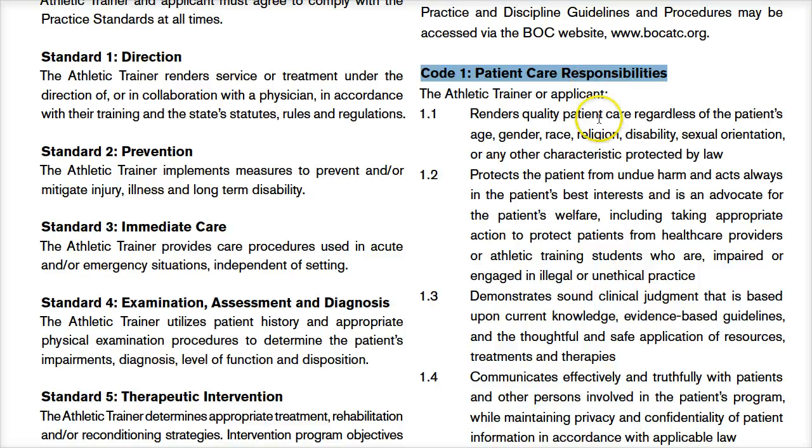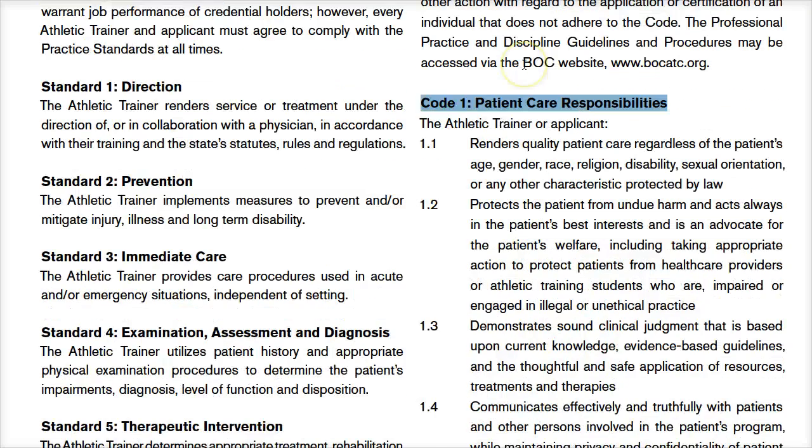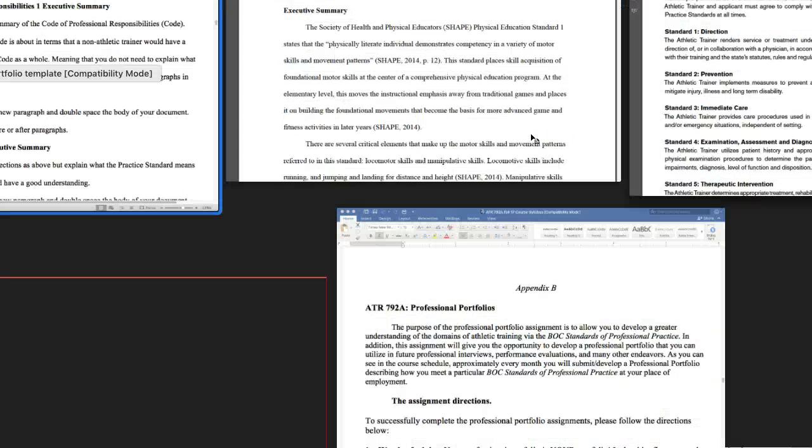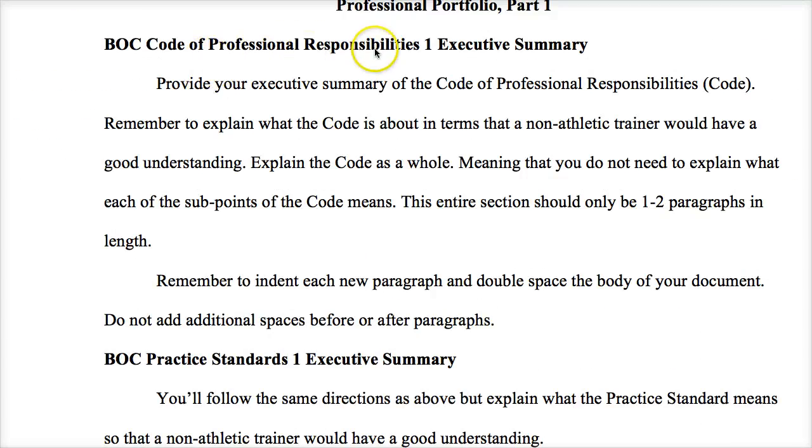So explain it in such a way that a non-athletic trainer can understand it. This should be about a paragraph, 2 paragraphs at the max. You should also support what you're writing by citing the code in this document here and other evidence or other research, other references to support what you're saying. But you still need to write it in such a way that a non-athletic trainer can understand it. So that's for your Code of Professional Responsibility.